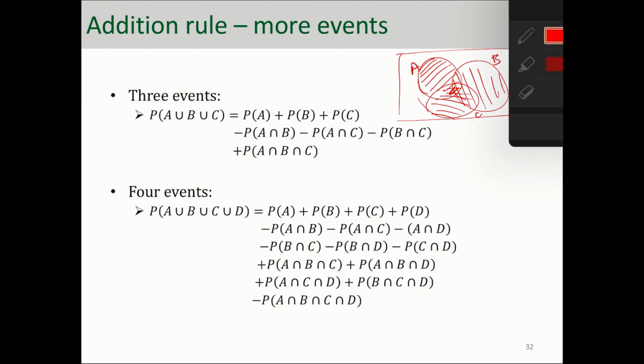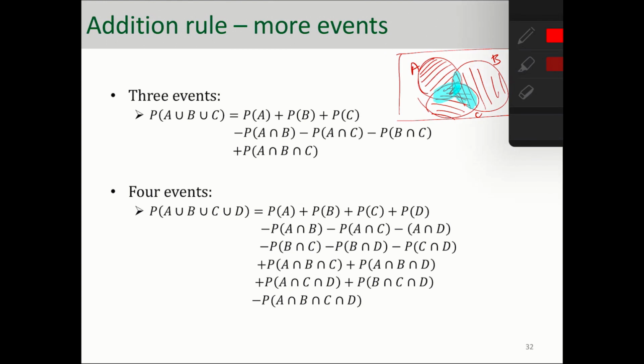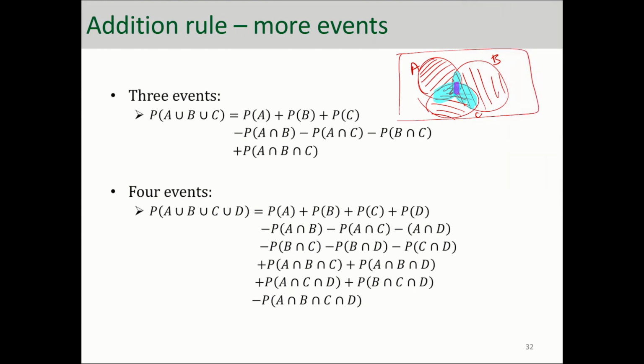And that is because we double counted these areas, so we subtract them. Once we subtract these areas, we entirely wiped out this little area in between, which is the intersection of all of them. So we have to add that at the end. The same logic can be applied to 4, but that's beyond what we are going to focus on here. So that was the addition rule.